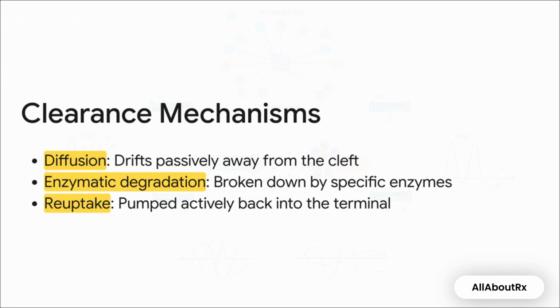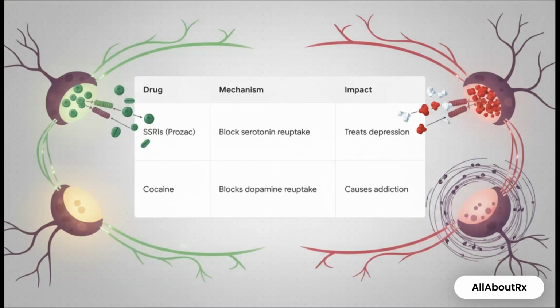First up is simple diffusion, where neurotransmitters passively drift away from the narrow gap. Second is enzymatic degradation, where specific enzymes act like molecular scissors to chop up and deactivate the messengers. And the third is reuptake transporters, where active transport pumps vacuum the neurotransmitters right back into the presynaptic terminal to be recycled. The crucial point here is that these clearance mechanisms are so vital that they're actually heavily targeted by clinical therapeutics and drugs of abuse.